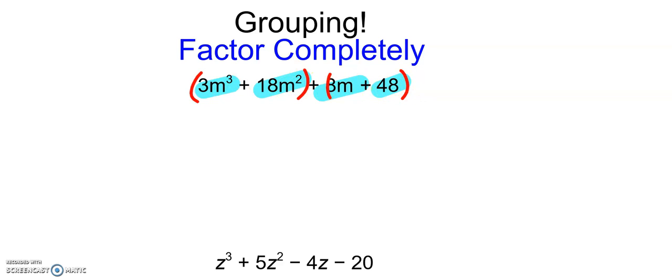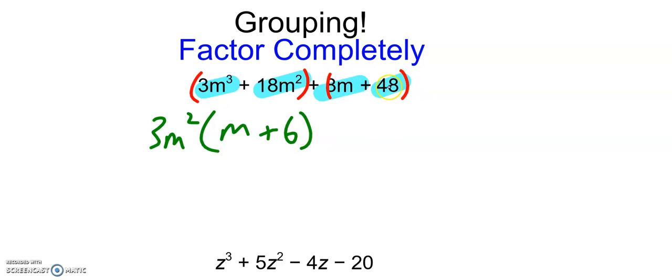So now what we're going to do is within each group, we are going to take out a greatest common factor from the group. So if I look at the first group, well, this is a 3 and this is an 18. 3 is a factor of 3. 3 is also a factor of 18. Here I have an m cubed and an m squared. M squared is a factor of m squared, and m squared is also a factor of m cubed. So I'm going to take out a 3m squared, and I'm going to be left with m plus 6.